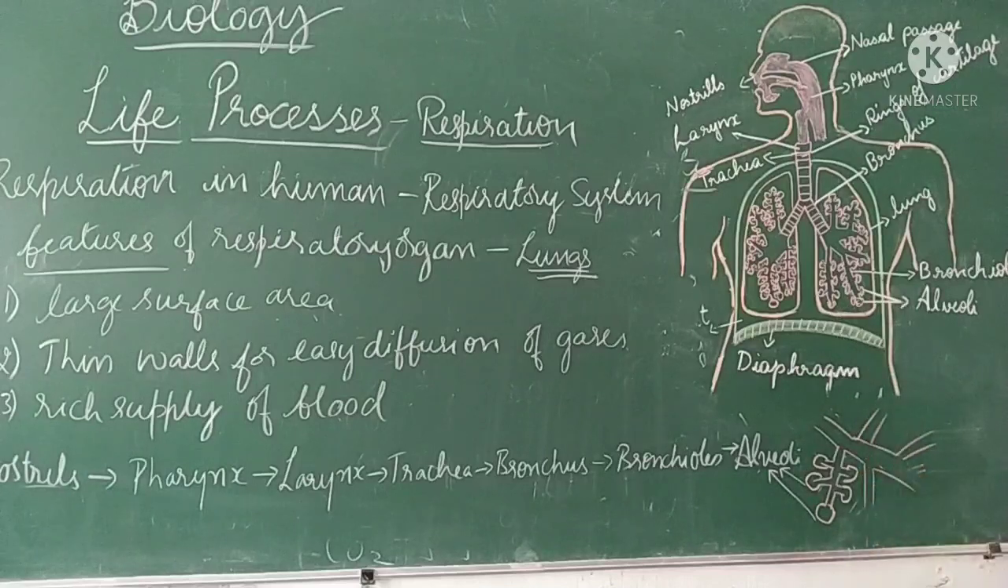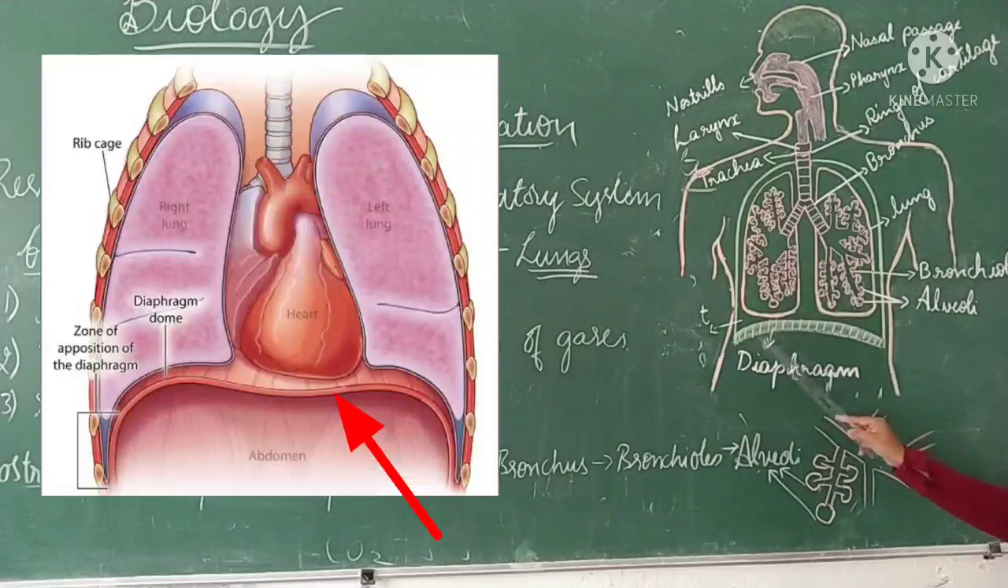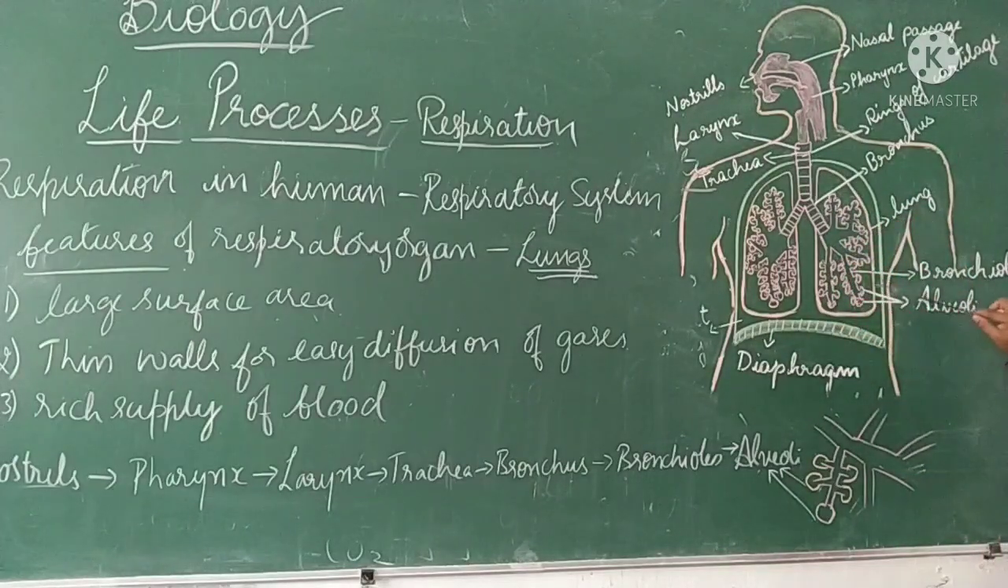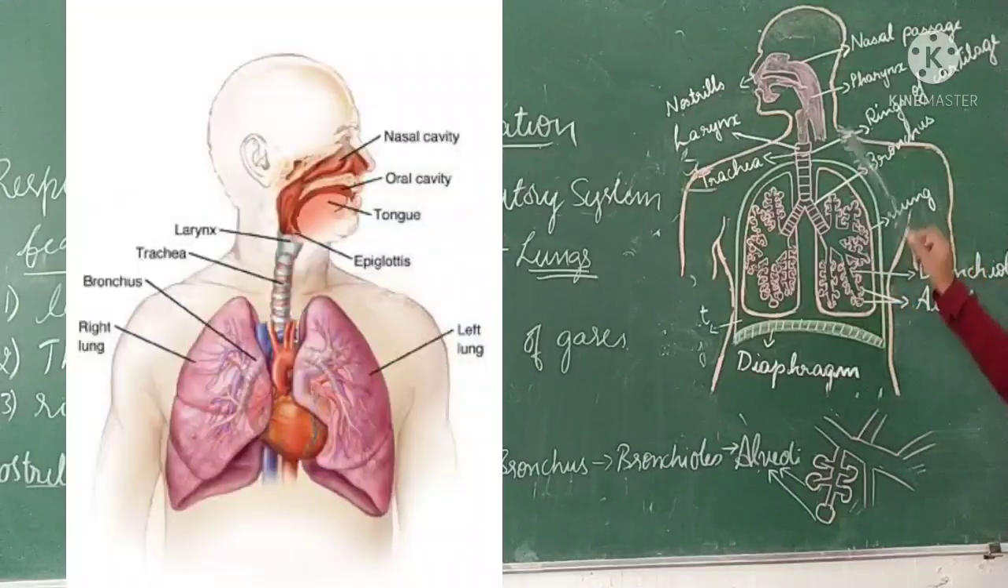So this is the respiratory system. The respiratory system in our body is located in the thoracic cavity of human beings. The thoracic cavity is separated from the abdominal cavity by a thin sheet of muscles called the diaphragm. You can see this is called the diaphragm. This diaphragm separates the thoracic cavity from the abdominal cavity, and within this thoracic cavity, that is in the chest cavity, you can find our respiratory system.